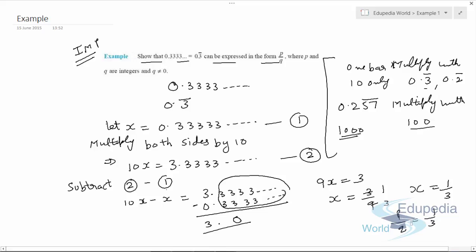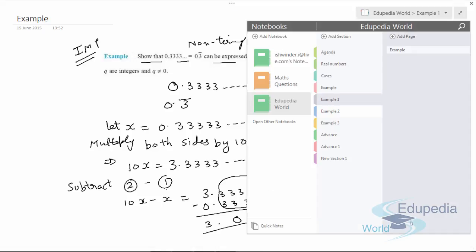So this is how we express non-terminating rational numbers into p by q form. We'll discuss some of the more complex examples on this part only.